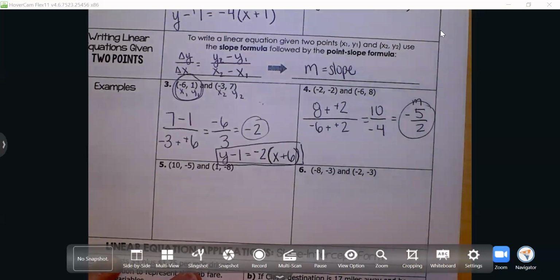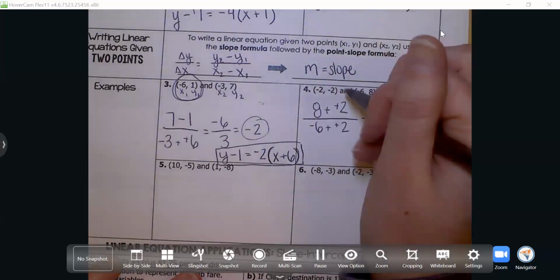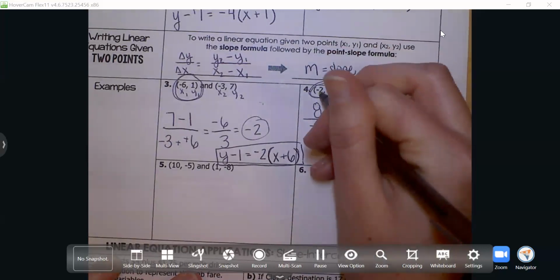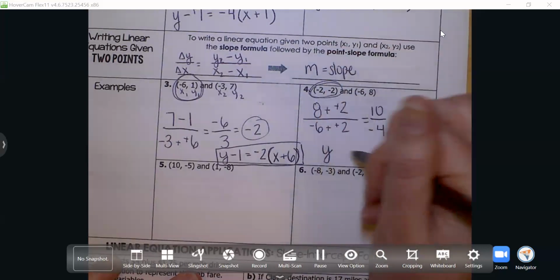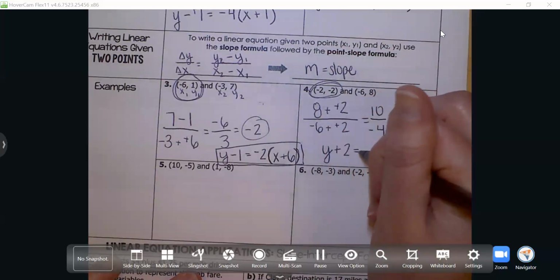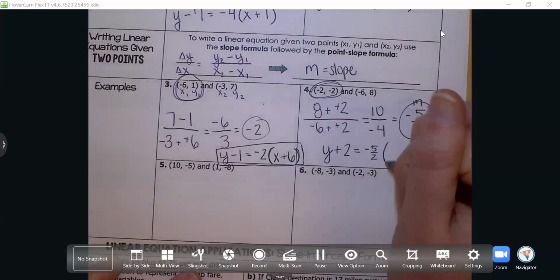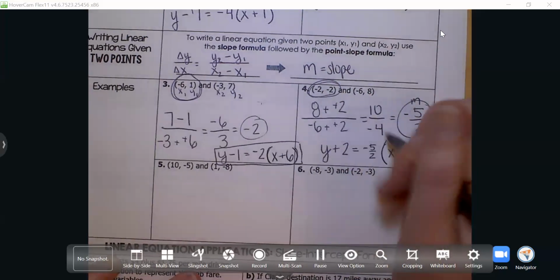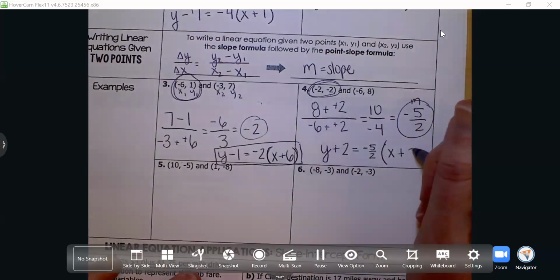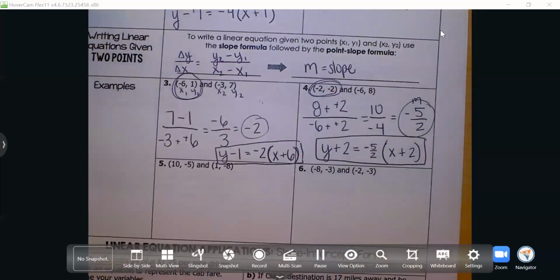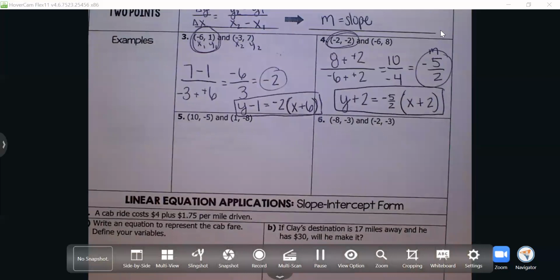And then I want to rewrite that equation. I'm going to use whichever ordered pair. I'm probably going to use the first one all the time. So instead of minus -2, I'm going to put y plus 2. And my new slope here, as well as parentheses, x plus 2. Now you can go ahead and try number 5 and 6 on your own.